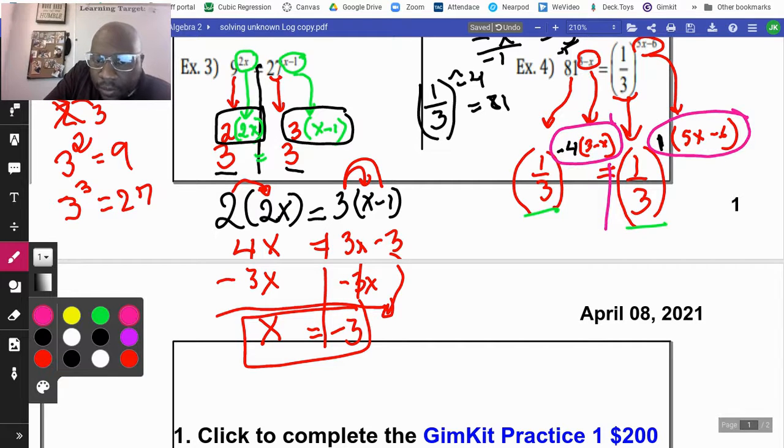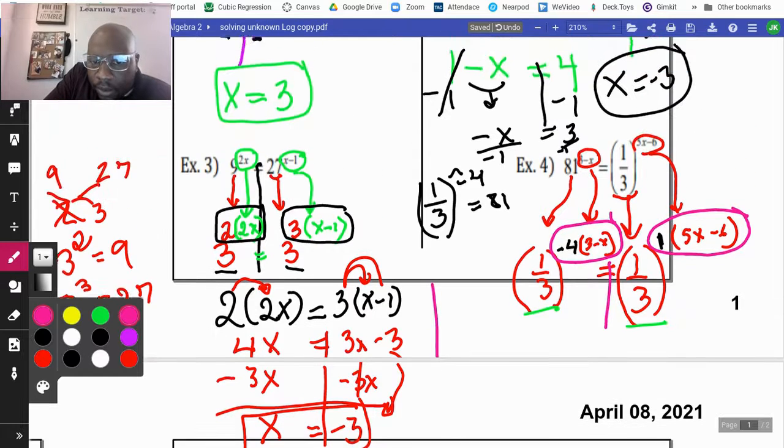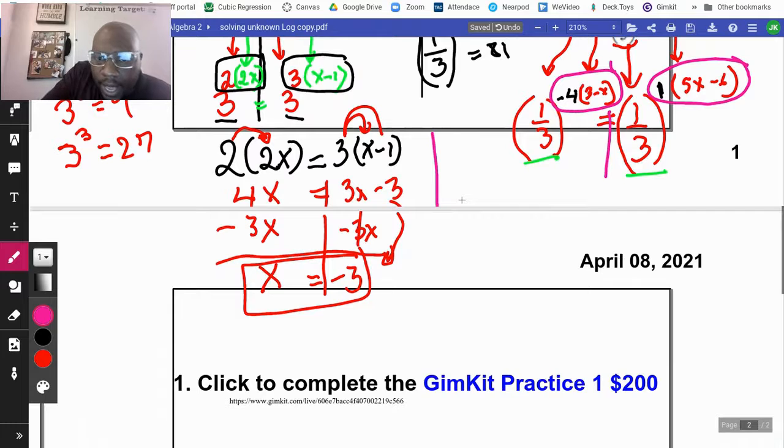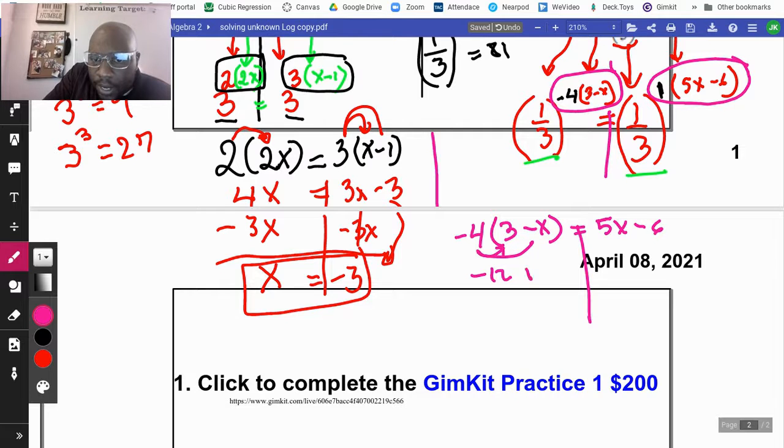All right, so I'm running out of space, so I'm just going to do the work right here. Oh, can't see it anymore. All right, so we have -4(3 minus x) equals, seriously, 1 times that is just going to be that, 5x minus 6. All right, distribute this. Boom, you get -12. Boom, you get positive 4x. You still get your 5x minus 6.